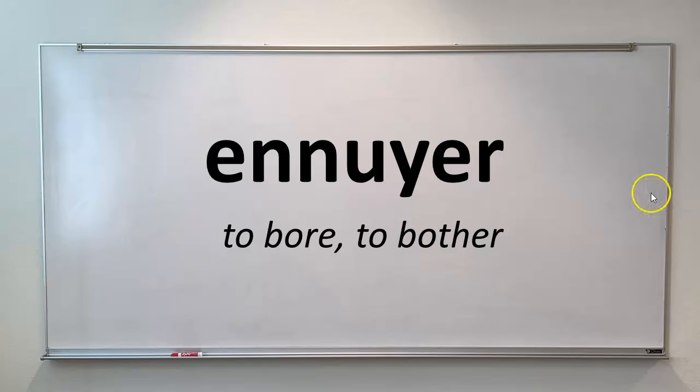In this lesson, we're going to look at another important verb, the verb ennuyer, which means to bore or to bother. Ennuyer belongs to that special category of verbs whose Y changes to an I in some of the forms in the present tense. So we're going to look at some examples.